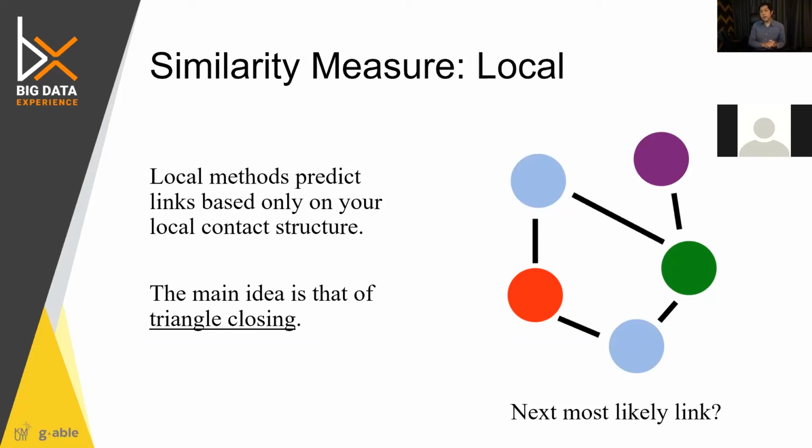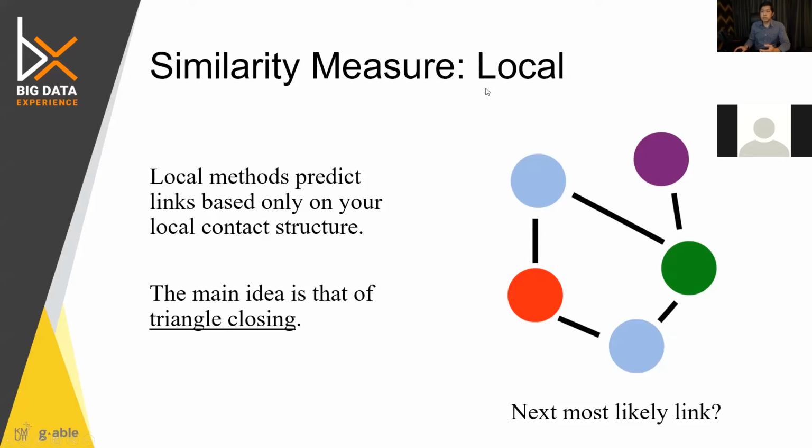Now we will take a look at different measurements, scoring techniques, or algorithms that allow us to perform link prediction. As you already know from the earlier slide, our aim is to identify the most likely link. That means we need to have some score that will allow us to connect two nodes together. So the first technique is the local measurement.